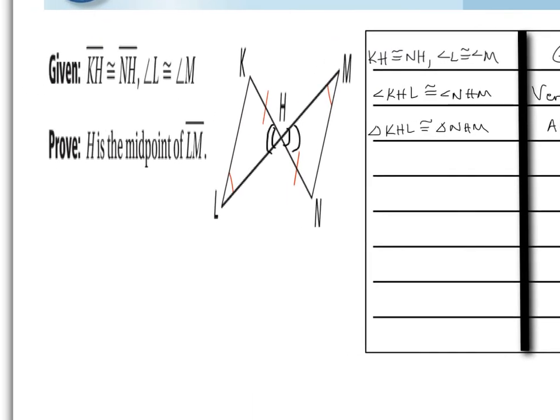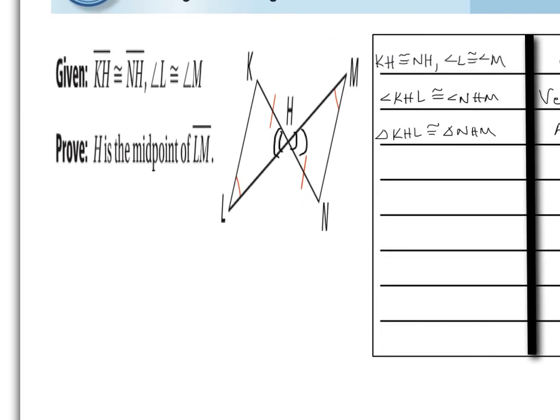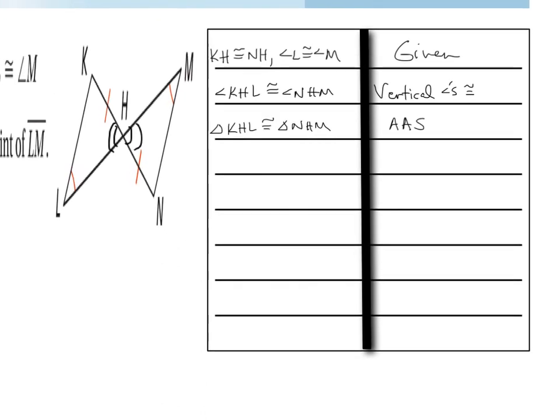Now, let's go back and look at what we want to prove. They want us to prove that H is the midpoint of LM. So in order for me to prove that that's the midpoint, I need to know that these 2 segments here are congruent to each other. Well, they are because of CPCTC, because I know that corresponding parts of congruent triangles are congruent. So I'm going to say LH is congruent to MH by CPCTC.